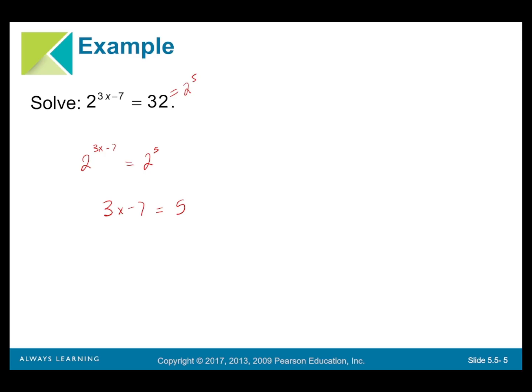If I now add 7 to the other side, I have 3x equals 12. And so that gives me x equals 4. And if I plug that back in, I get 2 to the 3 times 4, which is 12, minus 7 is 5. So I get 2 to the 5, which is in fact 32.